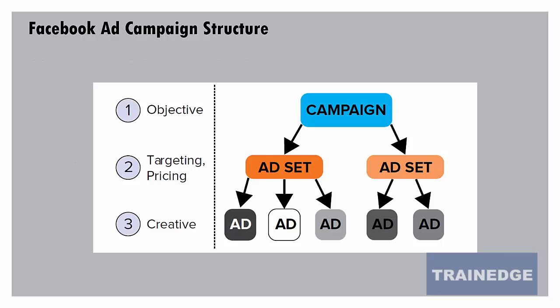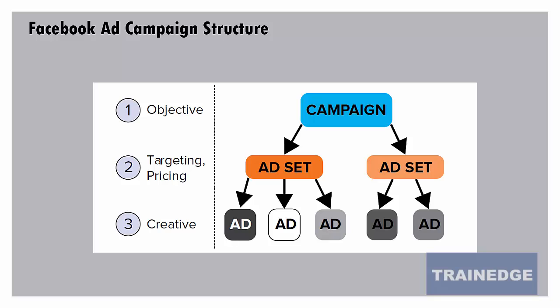Let us look at the Facebook ad structure. Facebook ad campaigns have three levels. The top level or the highest level is the campaign, where we set the objective for the ad campaign. So at this level, you will decide what kind of ad you are going to run. Is it going to send people to your website, or you are going to promote your page to get more followers?